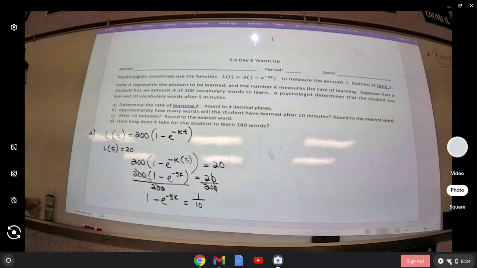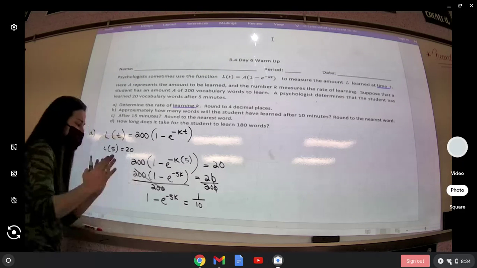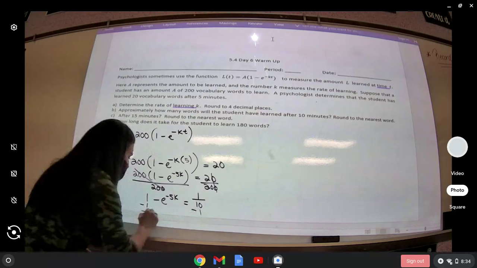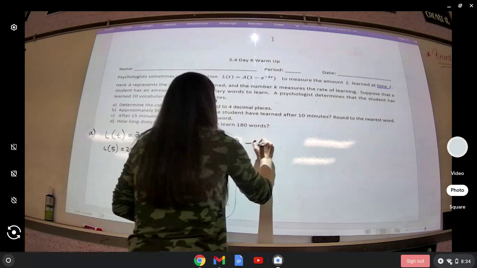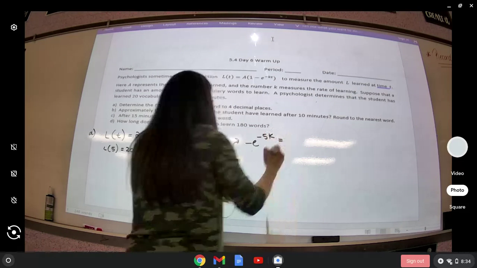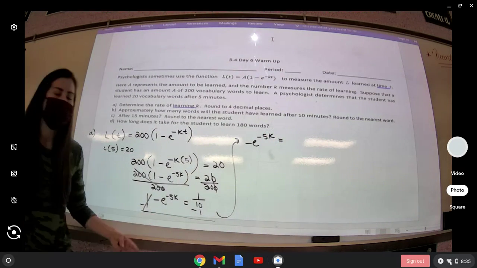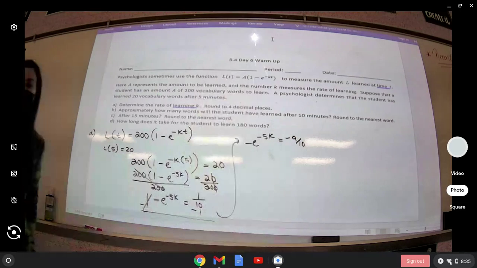1/10, 0.1, whatever you want to put. Now, let's isolate this exponential. Get that negative e to the negative 5k by itself. So let's minus 1 away. Now I'm going to have negative e to the negative 5k equals 1/10 minus 1, which is negative 9/10, negative 0.9.